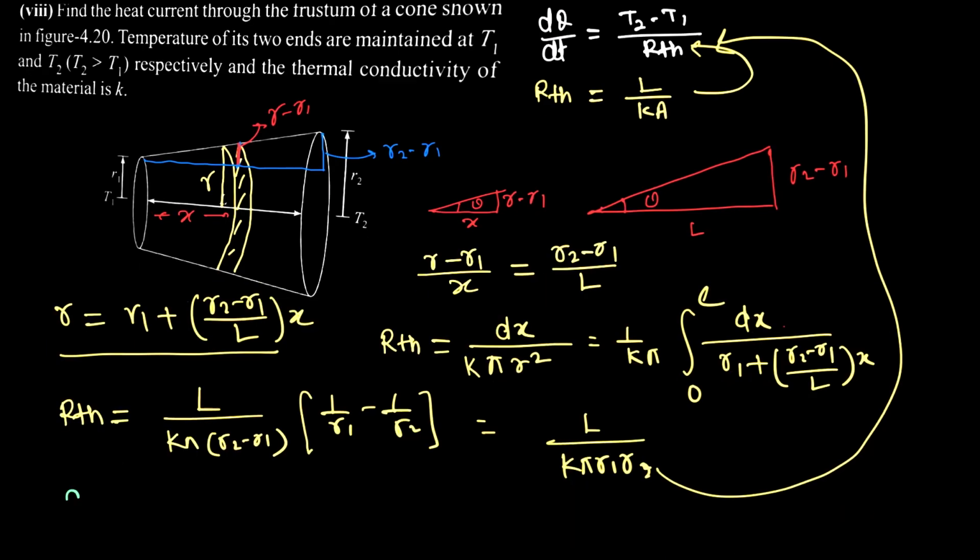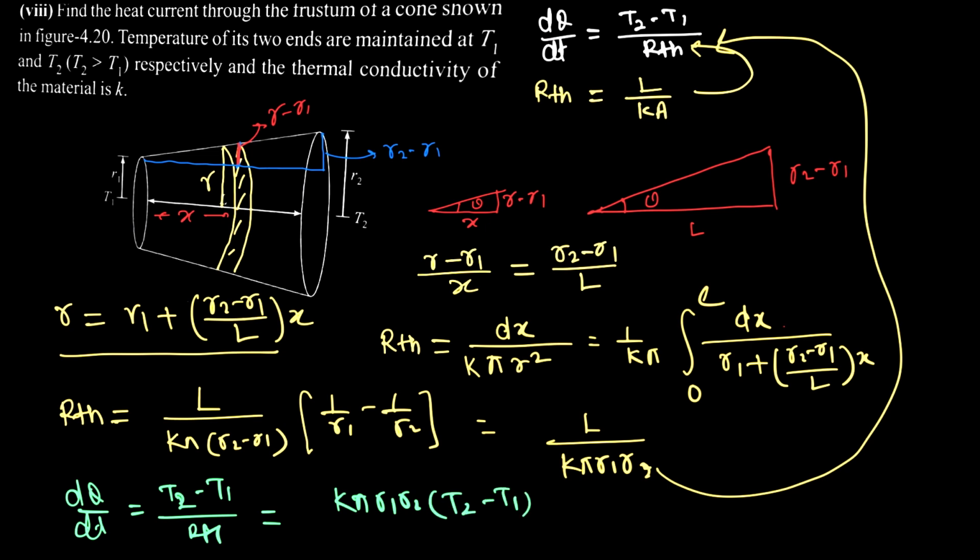Now I substitute this value of RTH over here and that will be our final answer. So what will be the final answer? dQ/dt should be equal to (T2 minus T1) divided by RTH, and RTH I already calculated using integration. If I substitute this value, the final answer will be k pi r1 r2 into (T2 minus T1), higher minus lower basically, divided by L. So this is dQ/dt in this case.